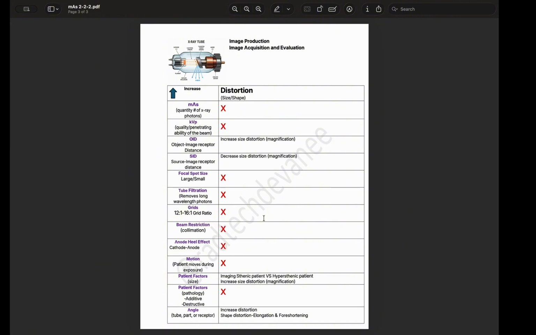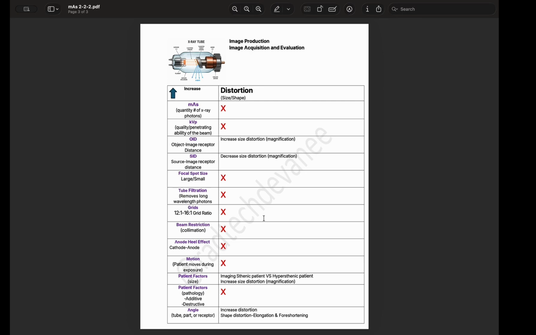Magnification goes up, guys. So again, we want the body part as close to the image receptor as possible to decrease magnification. Next, we have SID going from 40 to 72. That is going to decrease our magnification on our image. So for example, whenever we take an x-ray of the lateral C-spine, there is OID there. So that is why we increase our distance to 72, right, to compensate for that OID. Focal spot size, filter, grids, collimation, anode heel effect, no effect, and motion, no effect.